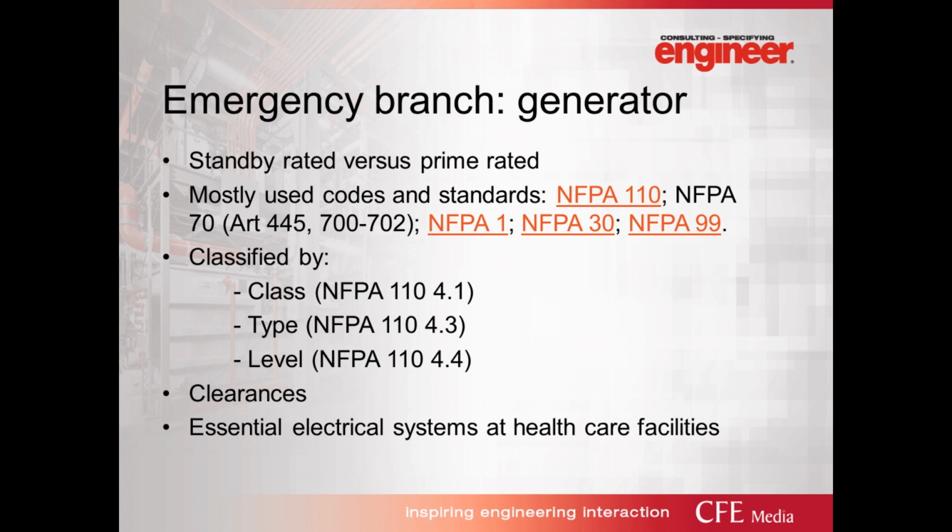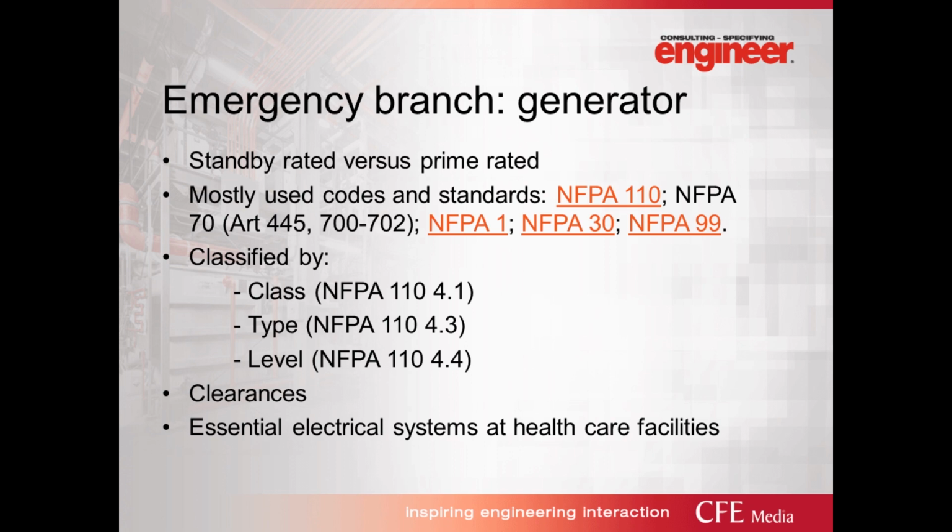Generators are classified by class, type, and level. Class is the minimum time in hours for which emergency power supply system is designed to operate without refueling or recharging. The type is the maximum transfer time in seconds. NFPA 110 requires to transfer life safety loads within 10 seconds after the power loss.